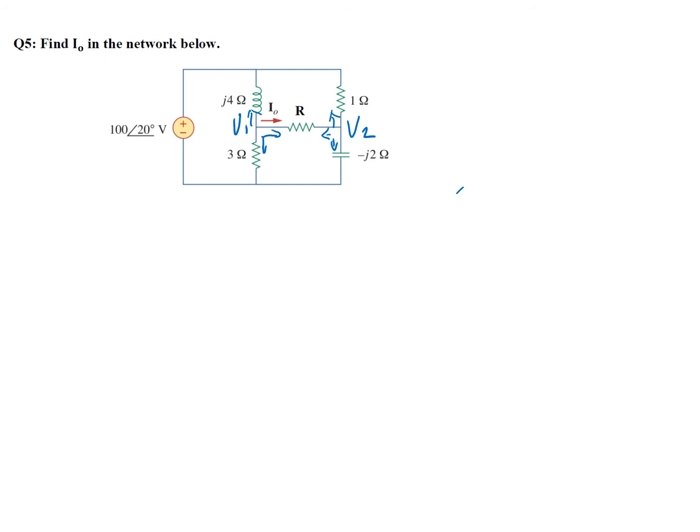For this question, all the values have been converted into the phasor domain, and all the passive elements have been converted into impedance. So we assume this is the ground, that's the reference, with voltage equal to 0, and this is the same node here, has the same voltage value as the voltage source, that's 100, the angle of 20 degrees.